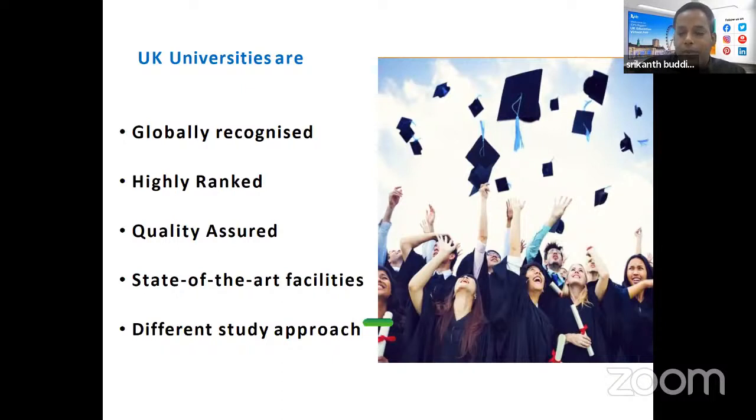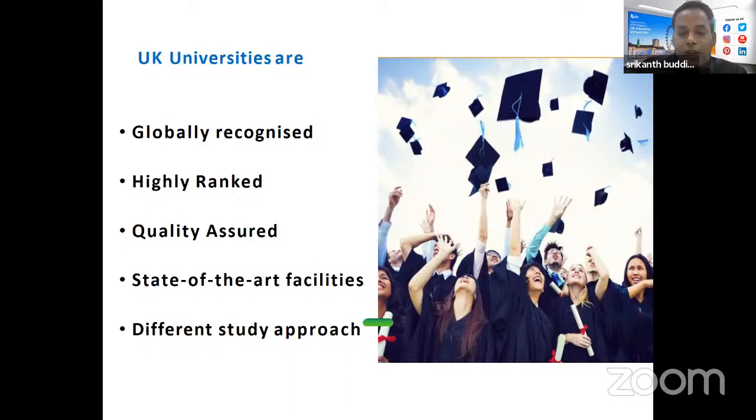So they are recognized by every country, highly ranked. All the universities are globally ranked, and most of the universities are publicly funded. We will not send students to colleges, as they don't have the right to work in the UK, and it is quality assured. And the UK government regularly audits the UK universities. That is called QAA, Quality Assurance Agency.